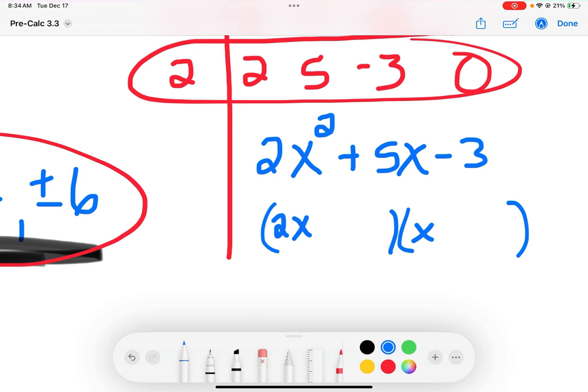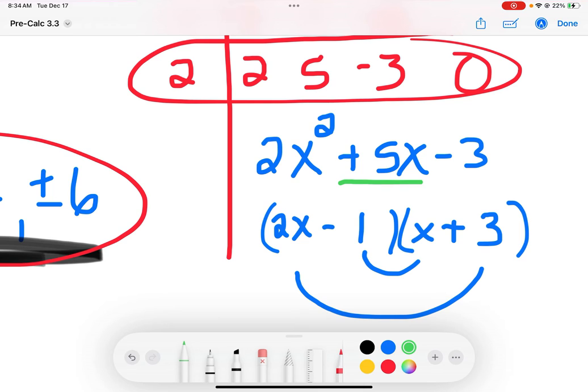2x times x is 2x squared. So now numbers that multiply to 3. We could try 3 and 1, the only ones that work. So if we do it in those spots, 2 times 3 is 6, and 1 times x is 1x. If we make this a positive 6x and a negative 1, 6 plus -1 is 5. And then we just check, what is -1 times positive 3? It is -3. So that does work. So we're able to factor that.